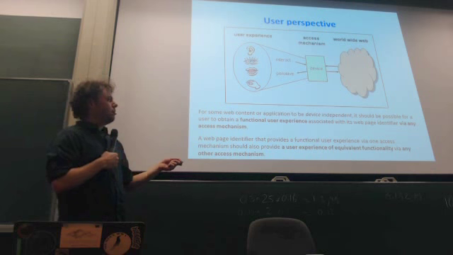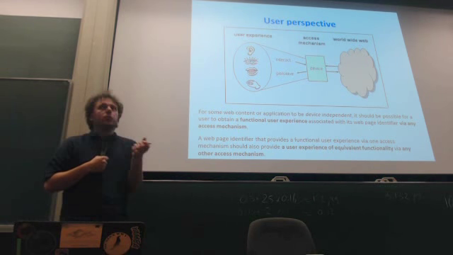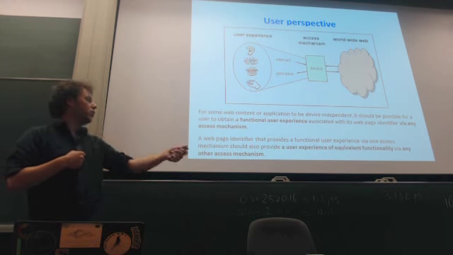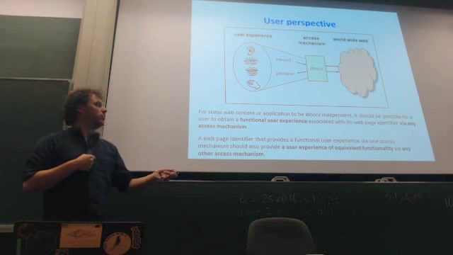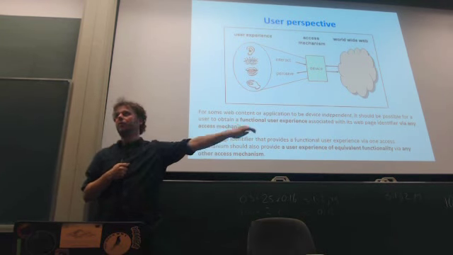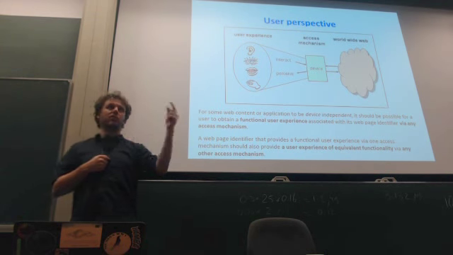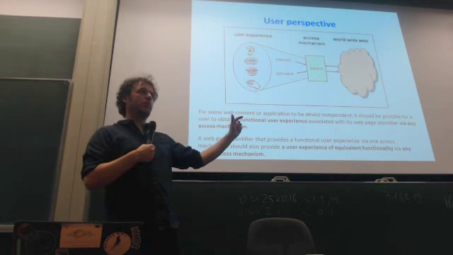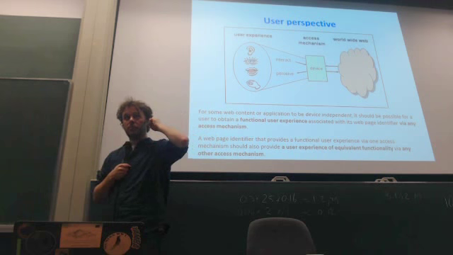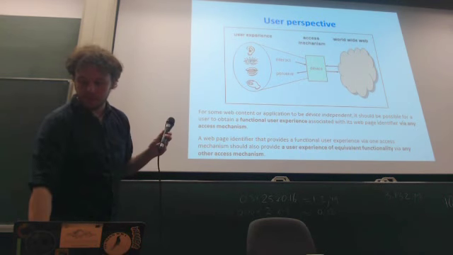So in more detail, it says that a web page identifier, a URL, that provides a functional user experience via one access mechanism, for example a mobile site, should also provide a user experience of equivalent functionality via any other mechanism. So it's basically rephrasing the same thing. And here again, it's not the same, but it's equivalent, so it might be slightly different. You see here how that would relate also to the screen reader, which is just another device. So this is how the two are closely connected.